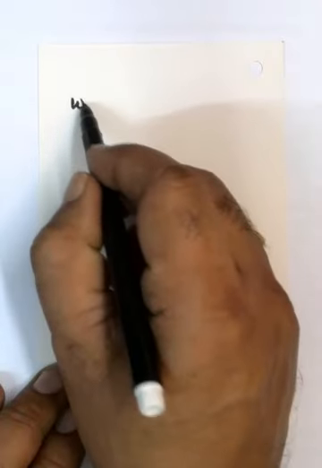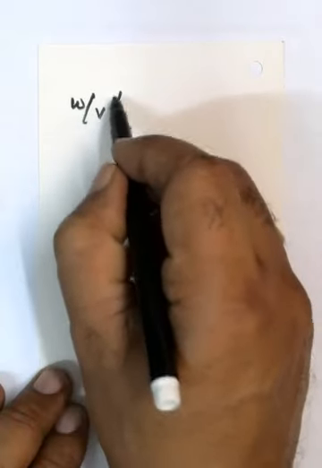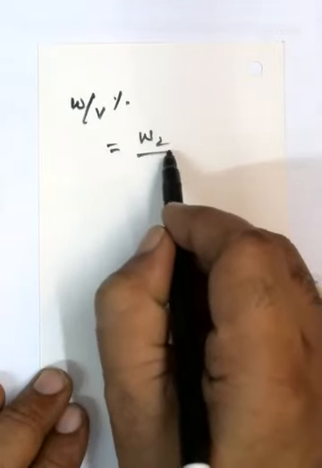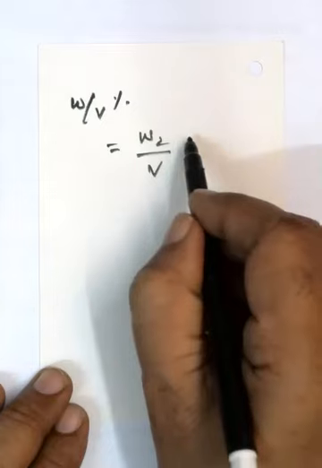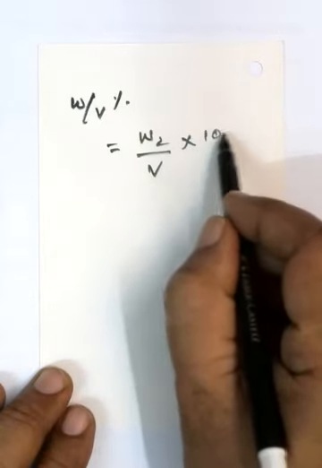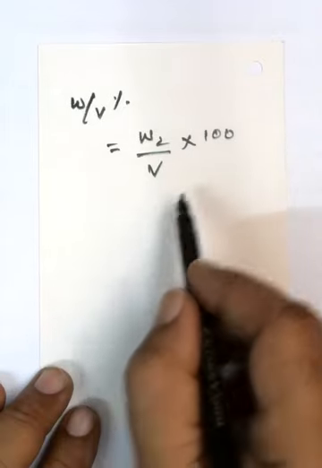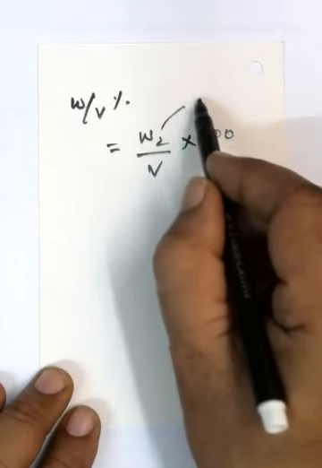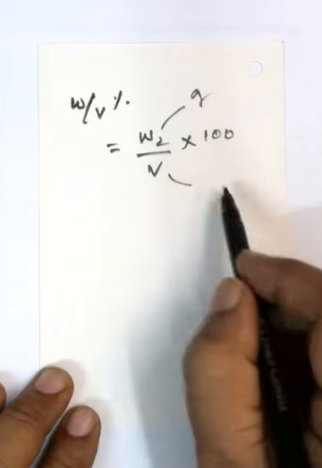For maintaining the concentration, you can make use of this formula. That is, usually weight by volume percent is given as weight of the solute divided by volume of the solution into 100. This gives the percentage, and this is usually given in gram and this is given in ml.